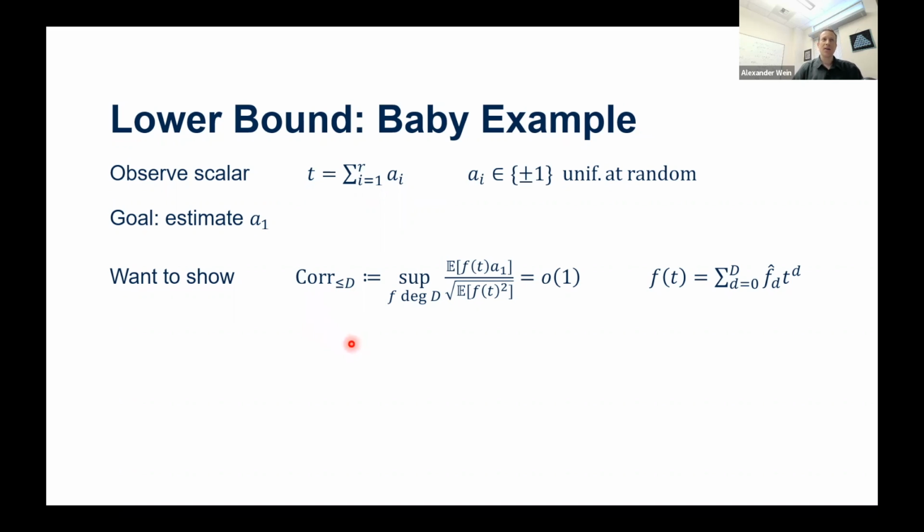So originally I stated things in terms of mean squared error, but really it suffices to think about this correlation. The thing we're trying to show is that no matter what degree d polynomial of t I take, it cannot have very good correlation with a1. So here's f of t. f of t is just some polynomial in t. Everything's just scalars here, so this is just a polynomial. And we'll write f hat for the coefficients. This normalization is just here so that you don't gain anything by multiplying your polynomial by 100 or something. There's a direct relation between this correlation and the mean squared error that I talked about earlier. And so this is the goal: to show that this thing is little o of 1. Does that sound plausible?